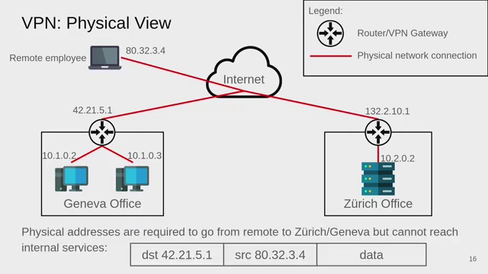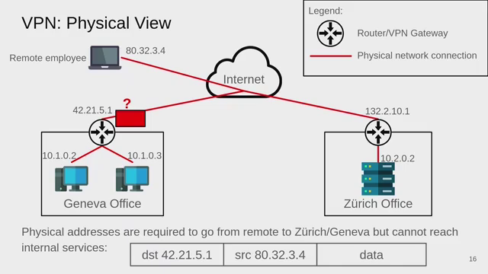Now, the physical addresses are required to go from remote to Zurich, Geneva, but cannot reach internal services. Right? So if you send a packet here, we can go over the internet. The packet can go to the Zurich office, but that's pretty much it, right? It will only end up at the router.